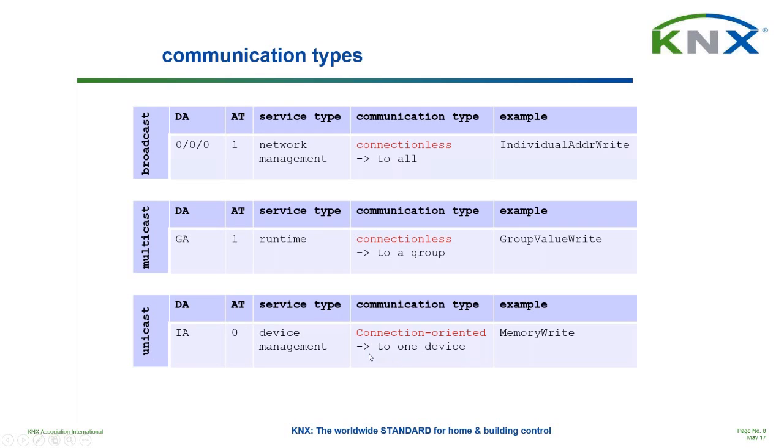Because unicast indeed means I sent this telegram, or it is intended for exactly one device. So it is sent to one specific device. And a typical service that would be used here is memory write. In other words, it is a telegram that we will use in order to commission devices, to program devices, or whatever you want to call it. These are the types of telegrams that we can distinguish in a KNX installation: broadcast, multicast, unicast.